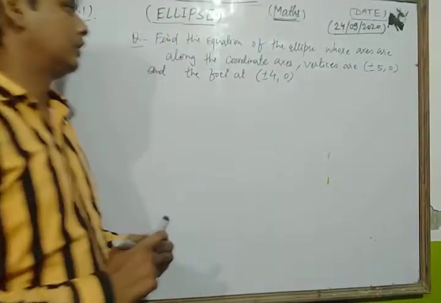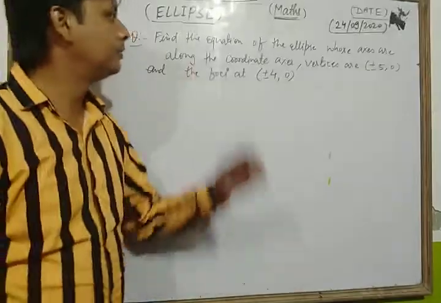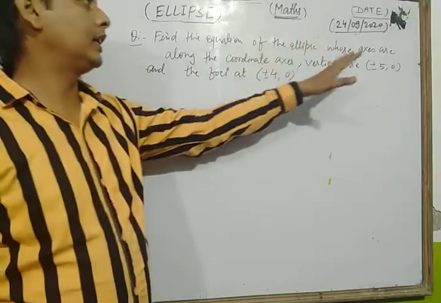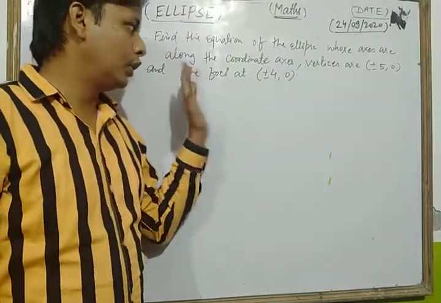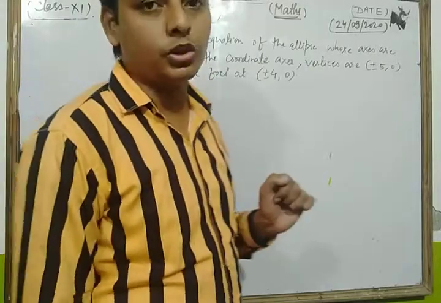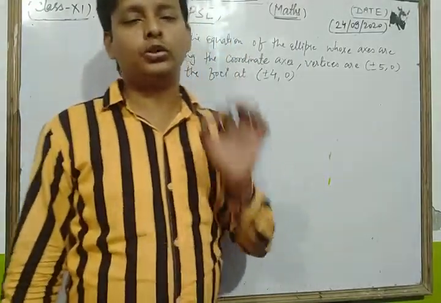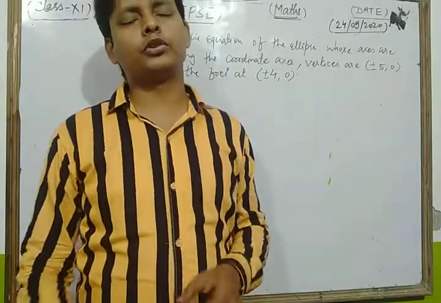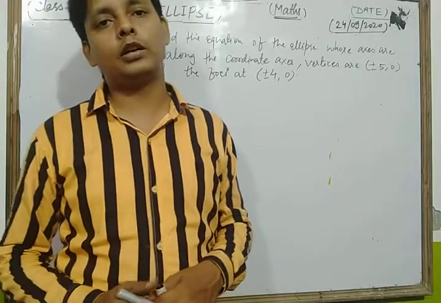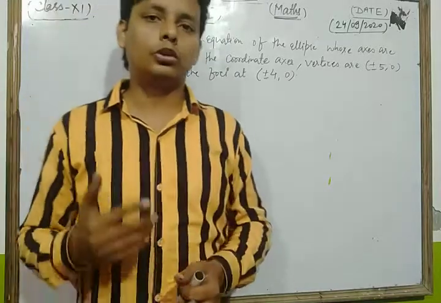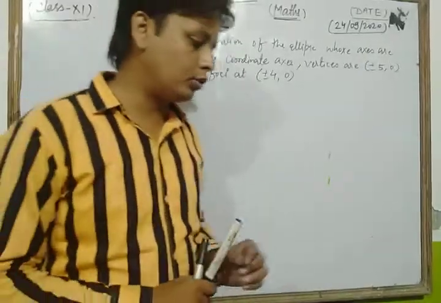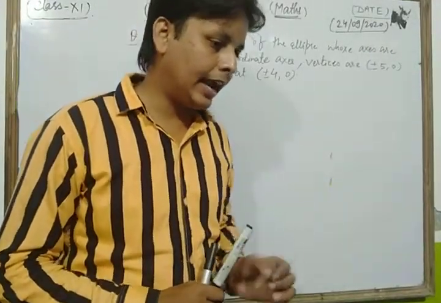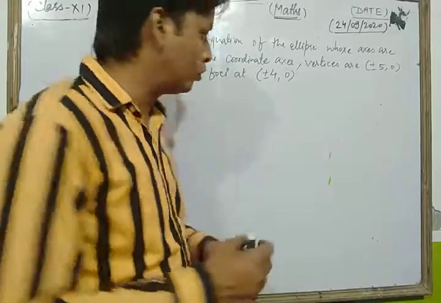Now look, dear student, this is the question here. Find the equation of the ellipse whose axes are along the coordinate axis. Vertices are this and foci at plus minus 40. This is also a very important question. You know that, dear student, the standard equation of an ellipse is x square upon a square plus y square upon b square is equal to 1. So to find the equation of an ellipse, first of all, we find the value of semi major axis a and semi minor axis b.